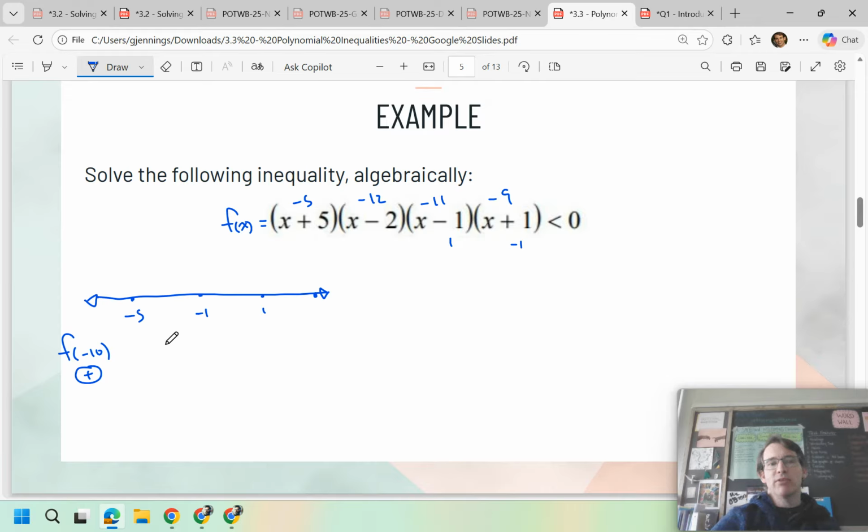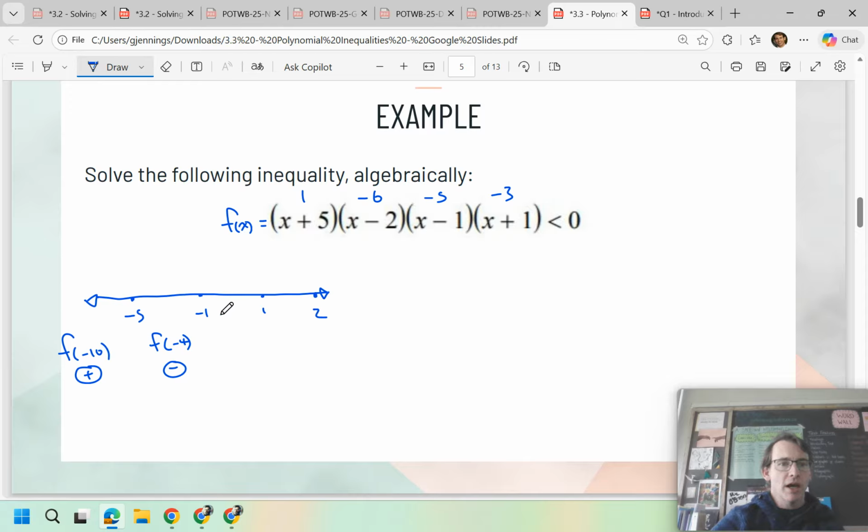Between -5 and -1, -4 looks fine to test. Let's do f at -4. So I'm just going to go ahead and test those over here and test it factor by factor. This would be 1, this would be -6, this would be -5, and this would be -3. I have 3 negatives multiplying. That's negative.